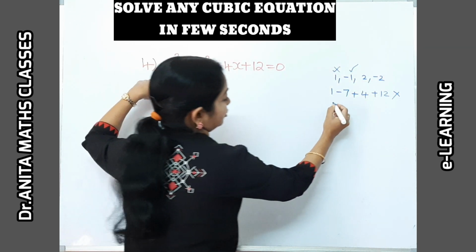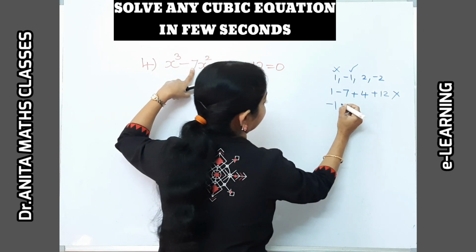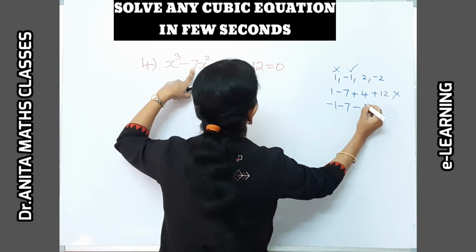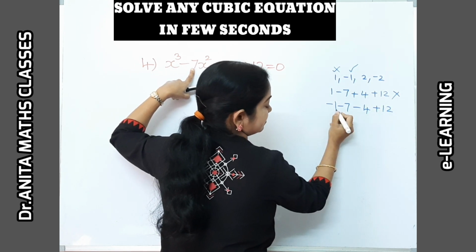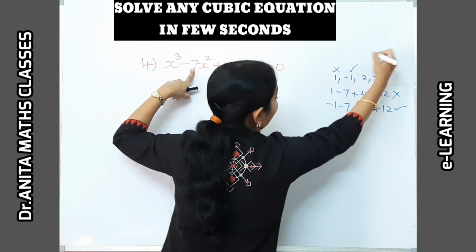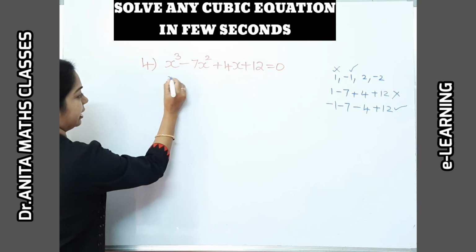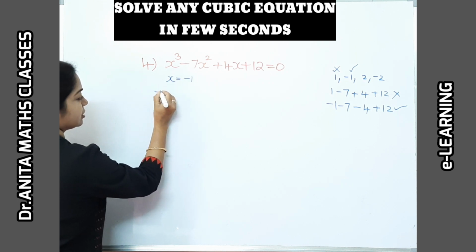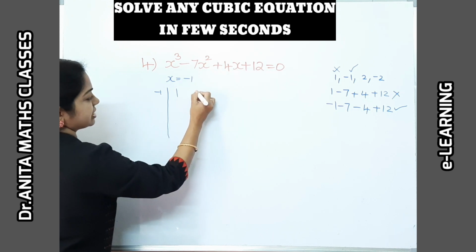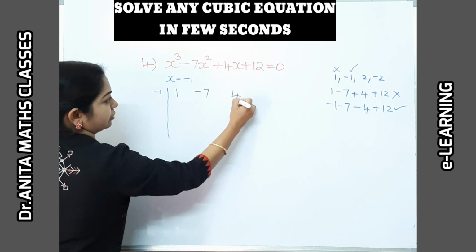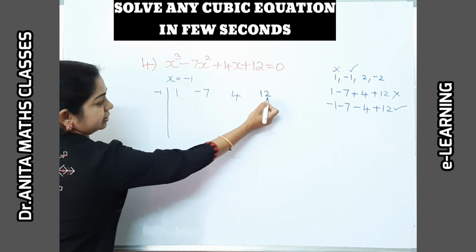Minus 1 whole cube is minus 1, minus 1 whole square is plus 1 into minus 7. So minus 4 plus 12. So this is minus 12 plus 12. So minus 1 is the factor. Okay. Let's start with x is equal to minus 1. So with the minus 1, let me write the coefficients, and the last constant as it is along with the constant.